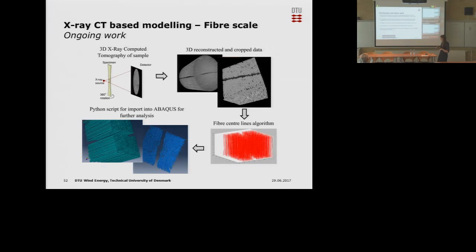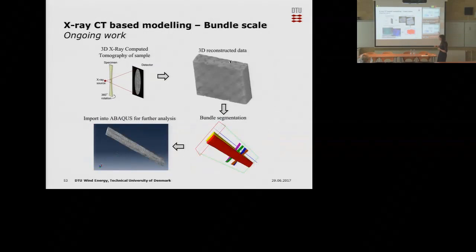I'll just briefly show some ongoing work, and some that has been done in parallel in my project, using the results from X-ray CT to extract the fiber centers using an algorithm by Monica from D2 Compute, and then import this into Abaqus for further analysis as an example. Similarly, on the bundle scale, which is ongoing work now, we segment out the bundle structure and then import it into Abaqus for further analysis. This is one of the future work paths that I wanted to mention.